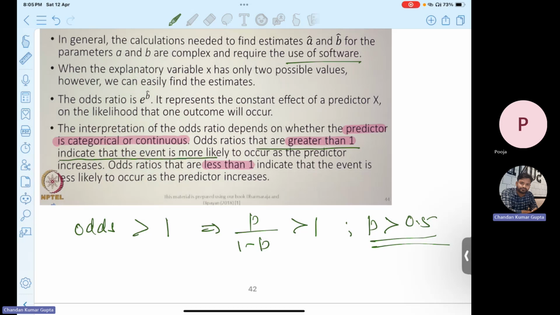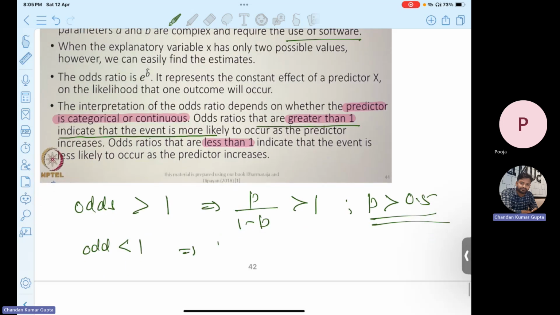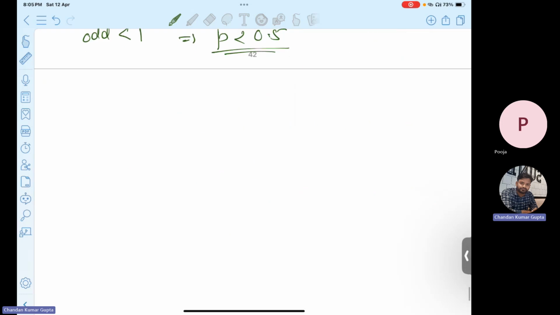Similarly, if the odds are less than 1, this implies the p value is less than half, and in that case the probability of failure is more as compared to the probability of success. Is it clear up to this point?